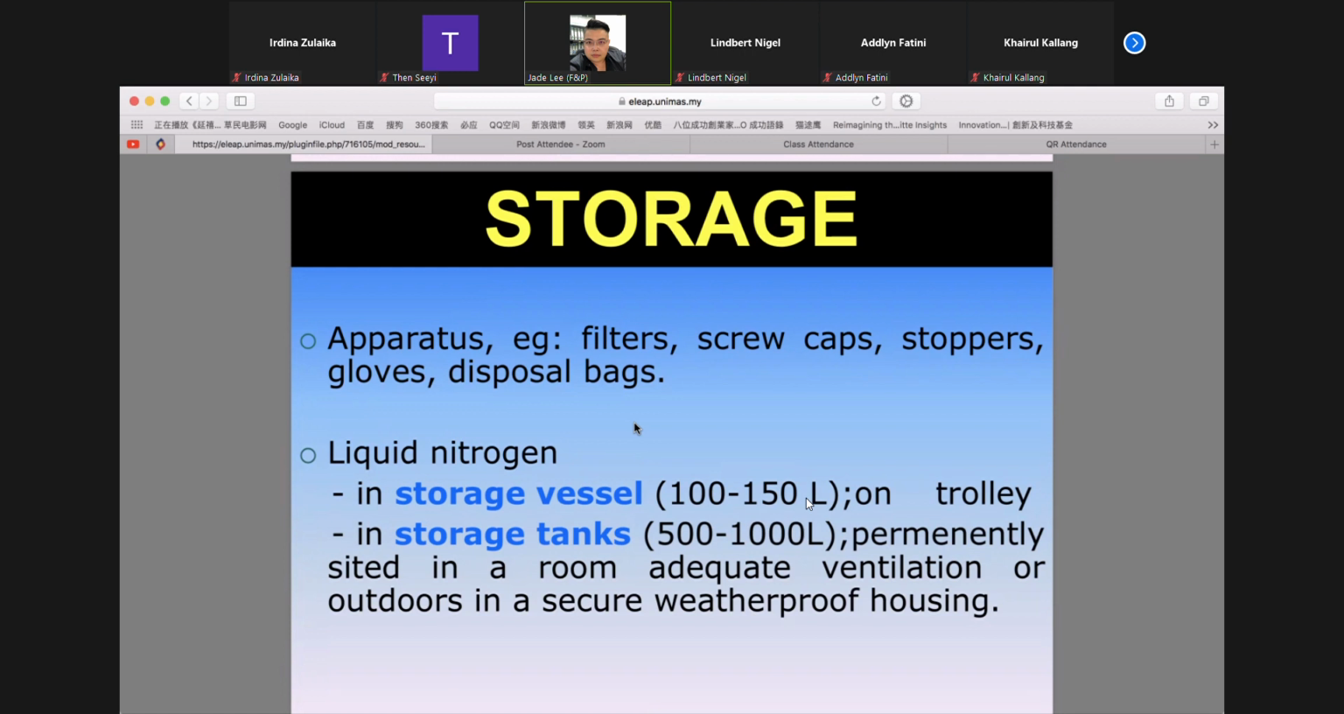In UNIMAS, if you need liquid nitrogen, please always ask for assistance from the lab assistant. They can help you to get the amount of liquid nitrogen that you need.